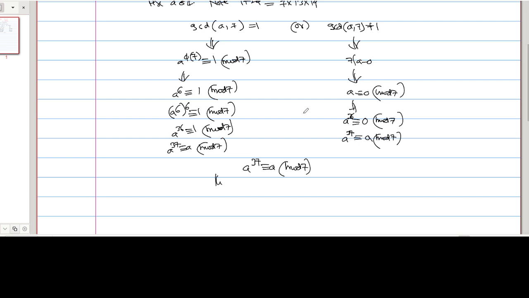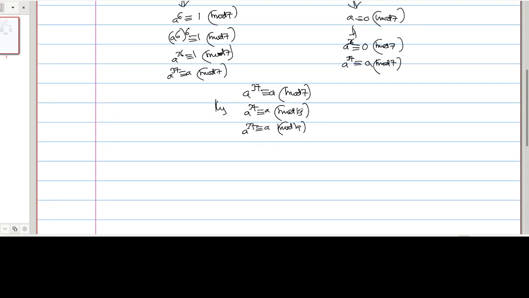Right? Similarly, if you take the prime number 13, a power 37 is congruent to a modulo 13. Similarly, a power 37 is congruent to a modulo 19. Therefore, once you get this step, that means 7 divides a power 37 minus a, 13 divides a power 37 minus a, and 19 divides a power 37 minus a.